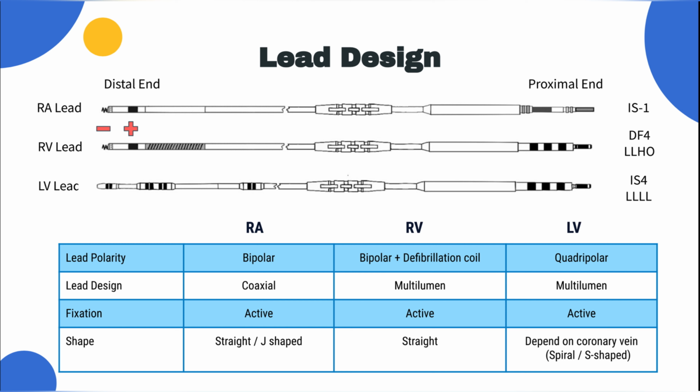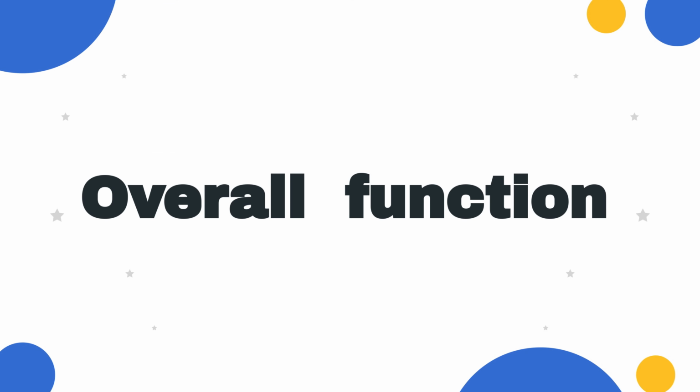For connector pins, according to the current standard, the RA connector pin is IS1, RV is DF4, and LV is IS4. Next, we will present our overall function.